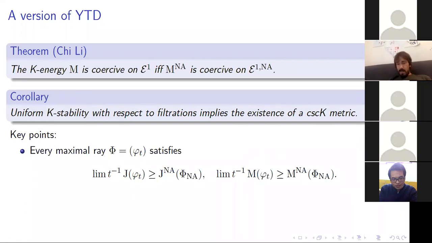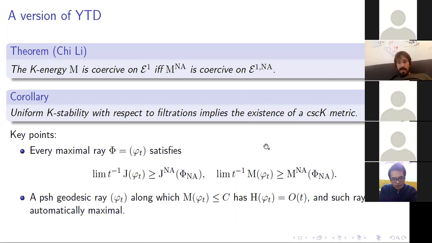What's in this is that if you take not just a maximal ray, but even a ray that comes from algebraic geometry, a ray attached to a test configuration, so the case where the function phi^NA is in the space H^NA of test configurations, then you have equality for the slope of M. It's something we proved before with Hisamoto and Jonsson. And then you can go up to the more general case of maximal rays.